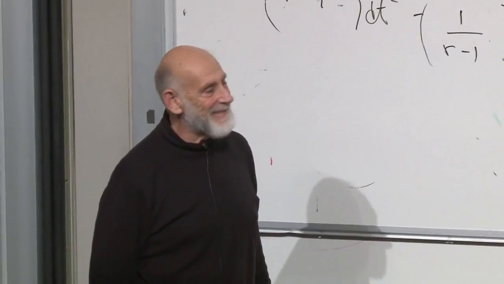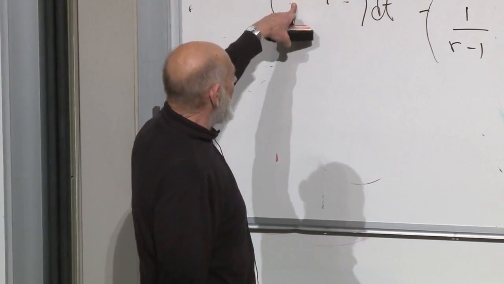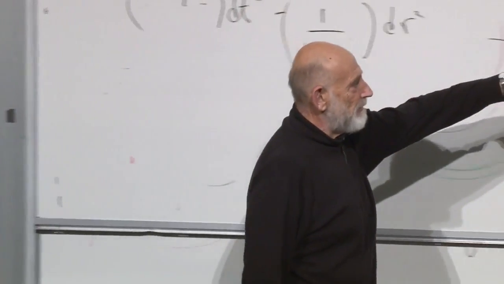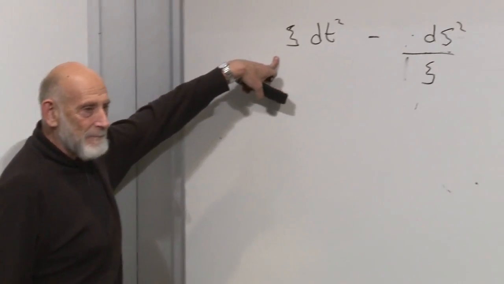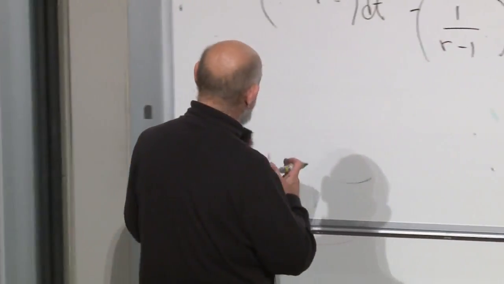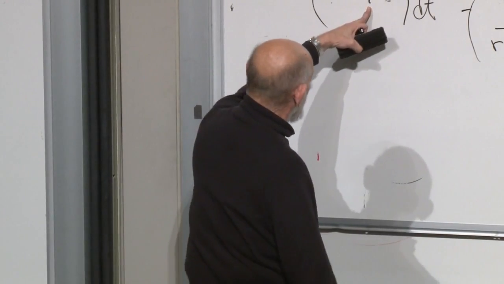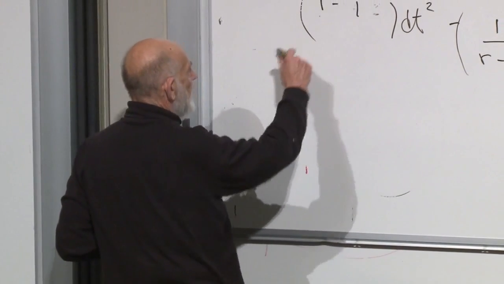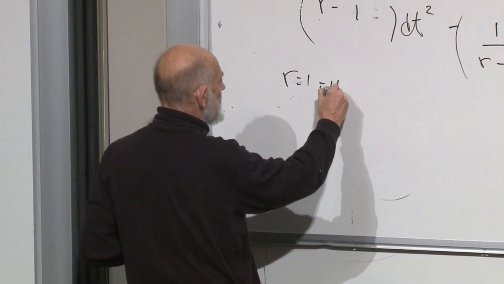The next step is to redefine r minus 1 and call it xi. Just a change of variables. It's a change of variables which measures r relative to the horizon. Now the horizon is at r equals 1. R equals 1 equals horizon.